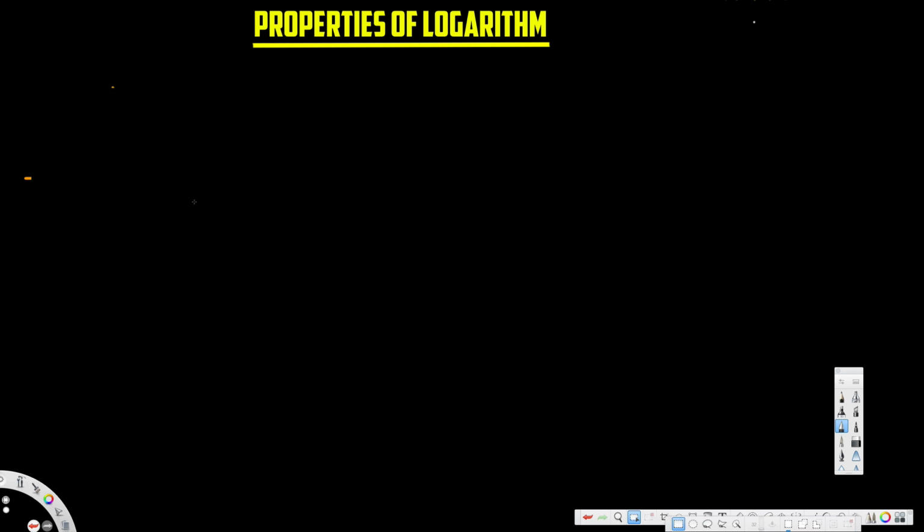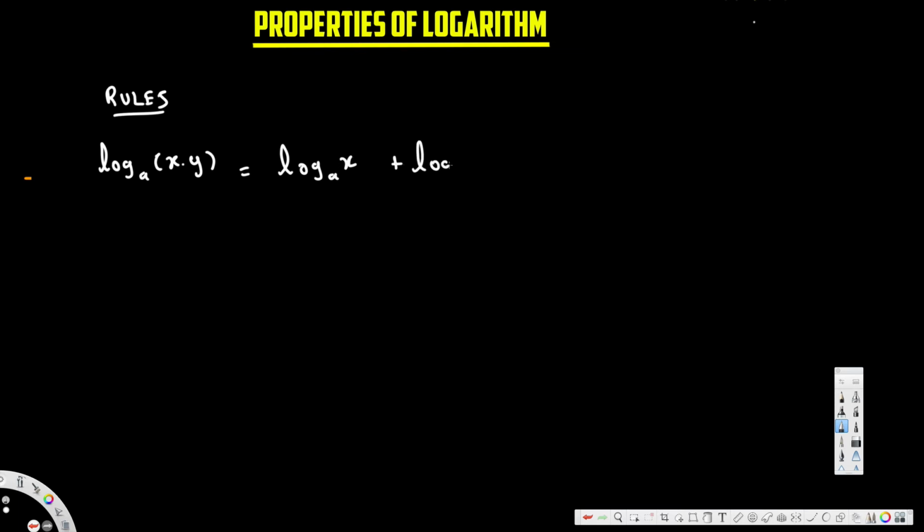Now let's look at the general rules of logarithm. There are 3 rules. Let's take a look at them one by one, okay? First, let's look at the multiplication rule. When we have a logarithm base a and we multiply 2 variables, x times y, we can write this as addition, like log base a x plus log base a y, okay?